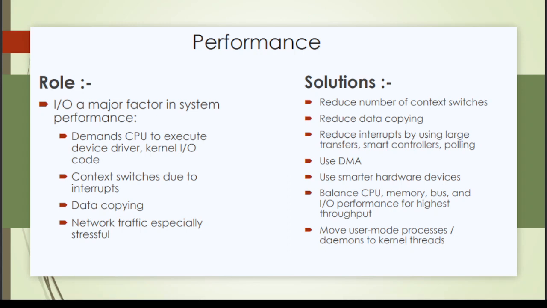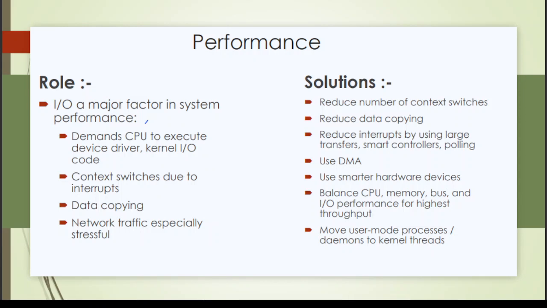Performance. What is the role of performance in IO devices? IO is a major factor in system performance, as IO devices are very slow in comparison to the CPU, so it demands that the CPU execute device drivers and kernel IO. Context switching will be a heck of a burden due to interrupts. Data copying will be interrupted. Network traffic becomes especially stressful.